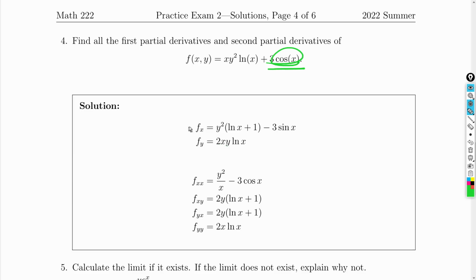Okay. Then for the second partial derivatives, I write all of them. Starting with the function f sub x, we take the x derivative and the y derivative. For the x derivative, this part is a constant, the y squared. For this one, we take the derivative with respect to x, which gives us 1 over x, which combines to give me that term. And then taking the derivative of that gives me that.